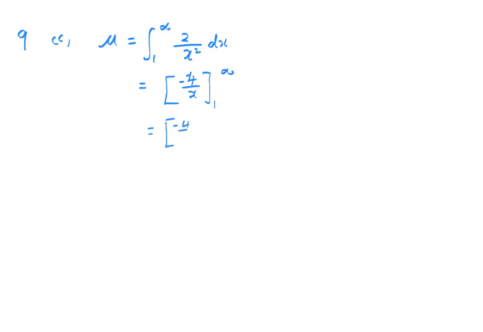What will be the mean for this one? See, if I do this, integrate from 1 to infinity, 2 over x squared dx. Why is it infinity? I told you already, because the possible value of x is greater than 1. So that's why you go to infinity. When you integrate this, you get negative 2 over x, from 1 to infinity. So this will be negative 2 divided by infinity, take away negative 2 divided by 1. Negative 2 divided by infinity will be 0, minus negative 2. So the mean will be 2.